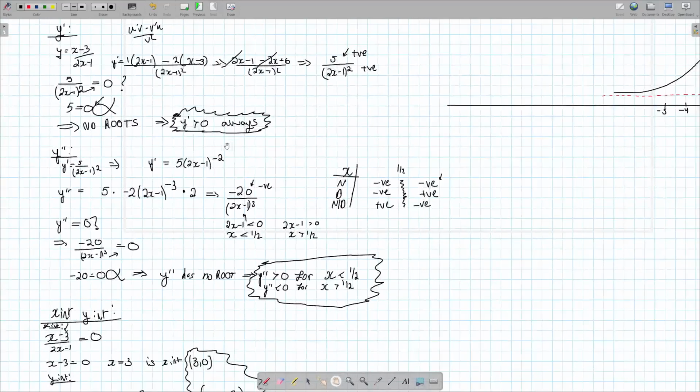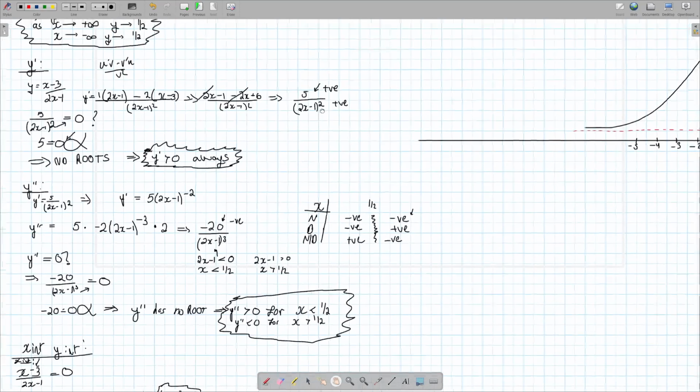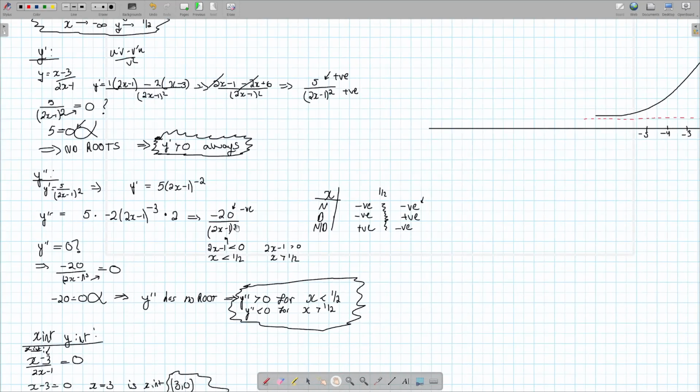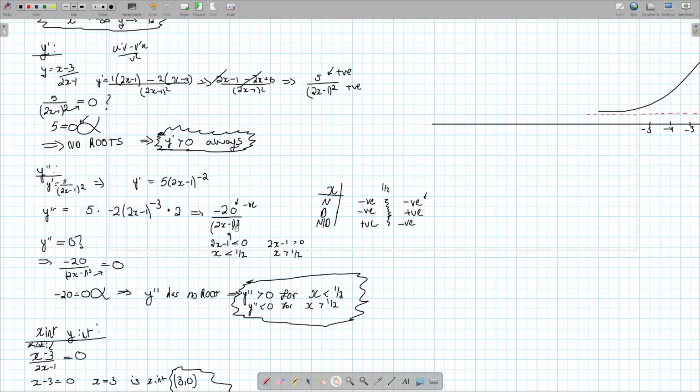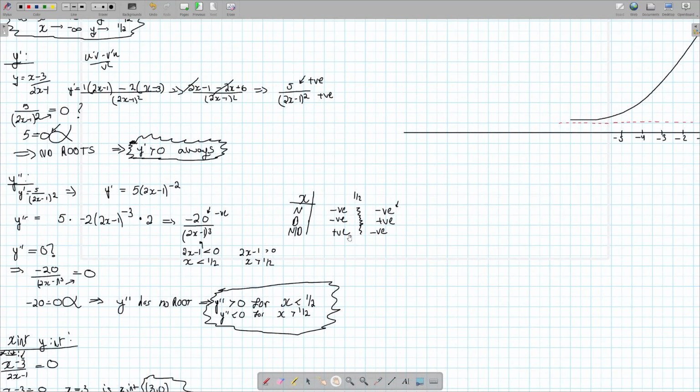Then you find the behavior of y double prime. And I found my y double prime to be like this. It would be way easier if you're just working with power 2, because power 2 would mean it's always positive. But in this case, it's power 3. So you actually have to check when your denominator is positive and when it is negative. If my denominator is positive, that means negative over positive, so my final answer would be negative. You see? And if my denominator was negative, negative over negative would get me my final answer as positive.